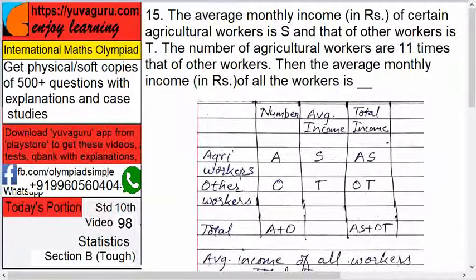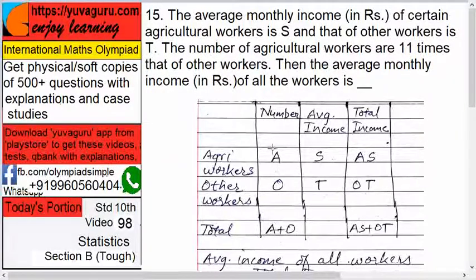The agri workers, let the number be A, and other workers, let the number be O. Let the average income of every agri worker be S, it's already given, and other workers T. Now, total income of agri workers is what? Number into average income, right? AS, and that of other workers is O into T, OT, right?